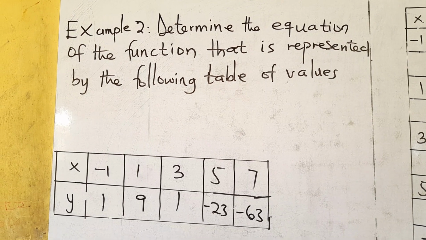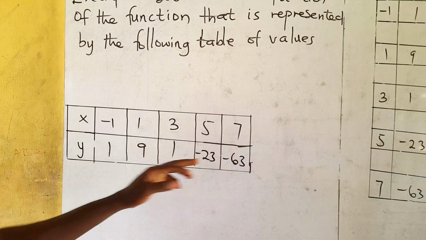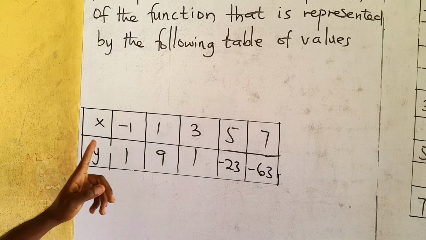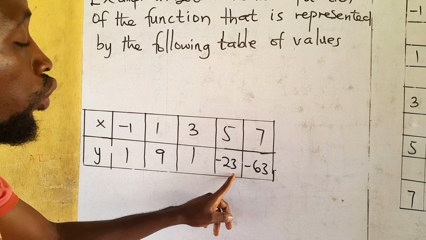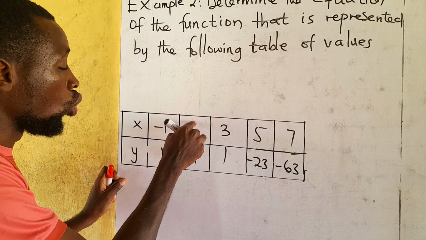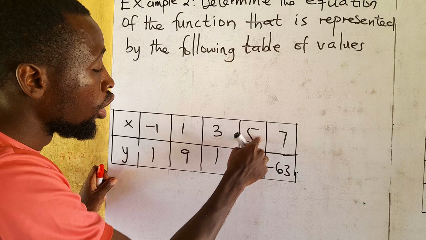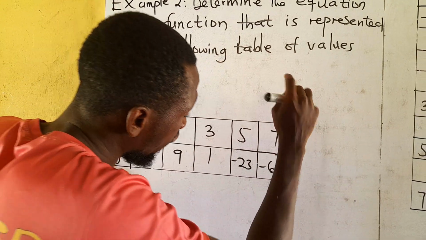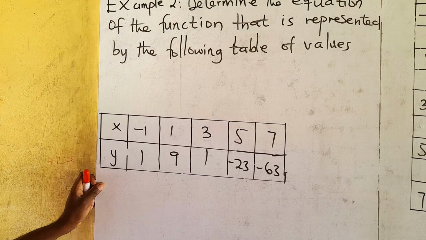And the values of x are negative 1, 1, 3, 5, and 7. The corresponding values of y are 1, 9, 1, negative 23, negative 63. Or in other words, negative 1 mapped to 1, 1 mapped to 9, 3 mapped to 1, 5 mapped to negative 23, and 7 mapped to negative 63.